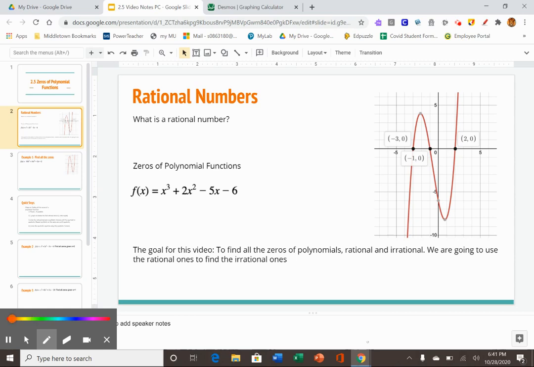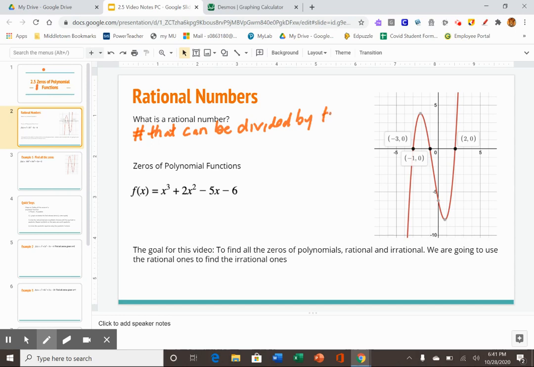So rational numbers are numbers that can be divided by two integers. They're also numbers that can be expressed as fractions. So something like 3/2.